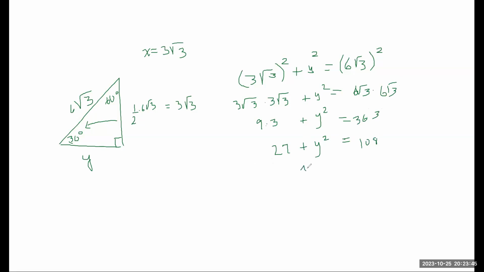Subtracting 27 from both sides. 108 minus 27 is 81. And take the square root of both sides, plus or minus is getting ignored right now. Square root of 81 is 9.